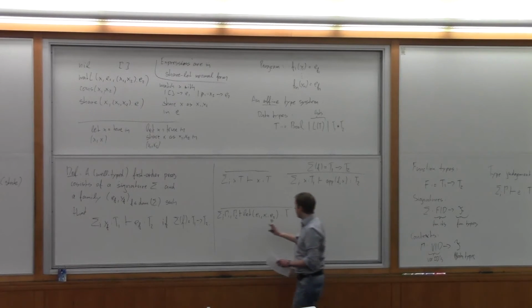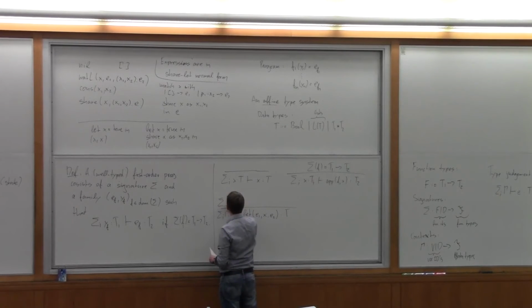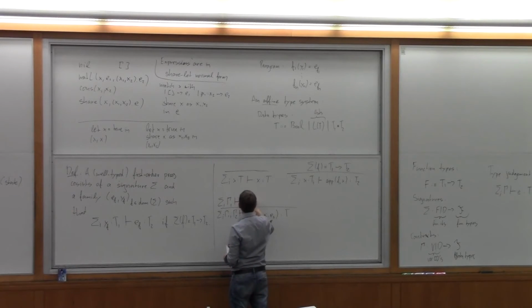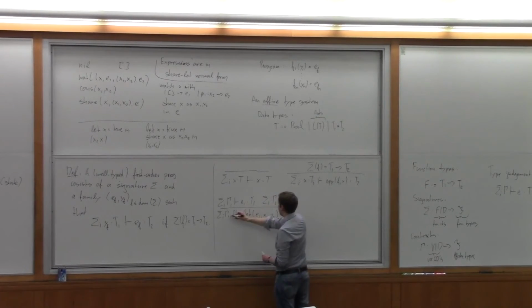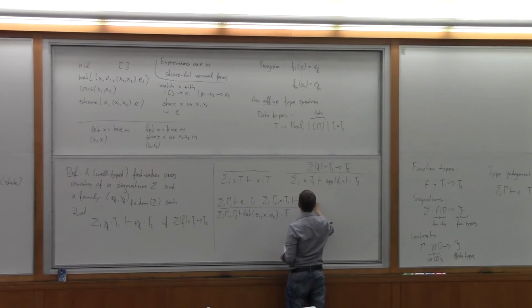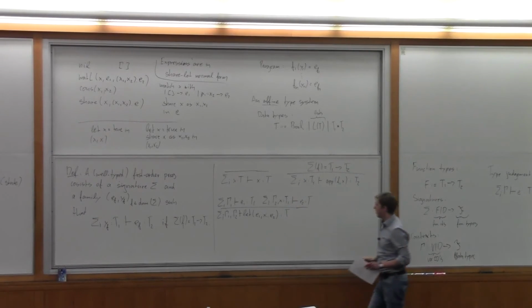Then what you have to do is use the first part of the context, gamma 1, to type the E1, and you get T1. Then you take the same signature, which never changes, and you take gamma 2 and add the x with T1 to it, and you type the E2, and you get the final T.